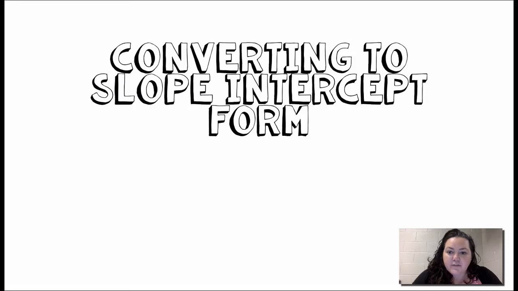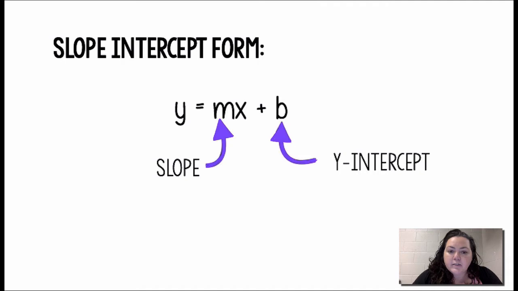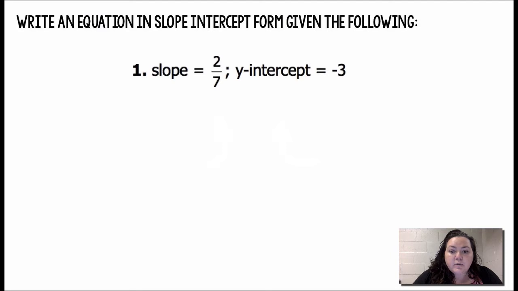Miss Adams, and in this video we're going to talk about converting to slope-intercept form. Slope-intercept form, as you probably remember, is y equals mx plus b, where m represents your slope and b represents your y-intercept.